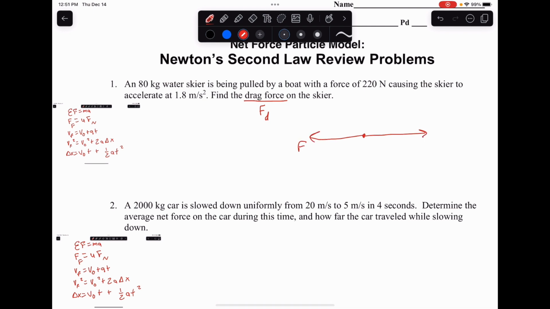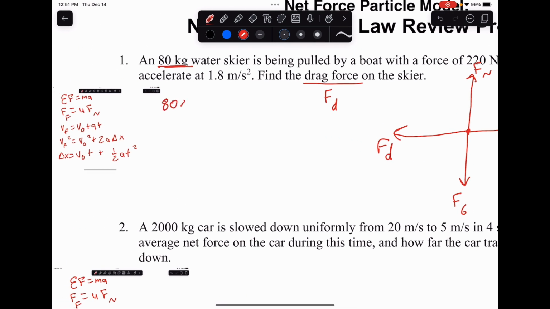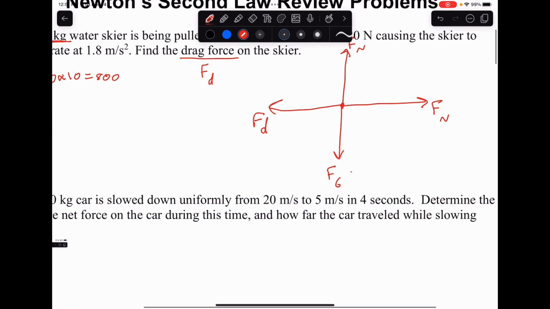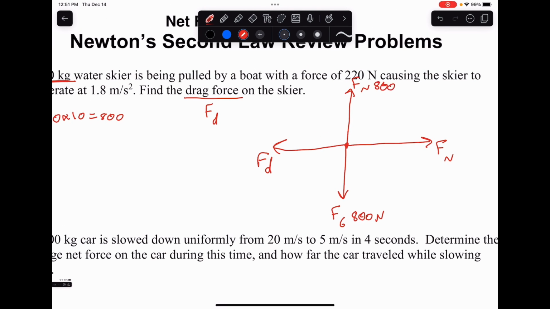force drag going this way. We have force normal going this way. Force gravity. Force normal. And we know the mass is 80 kilograms. And the acceleration of gravity is -10, so we can say the force of gravity is just 80 times 10, or 800. So we're going to put 800 newtons here and 800 here.